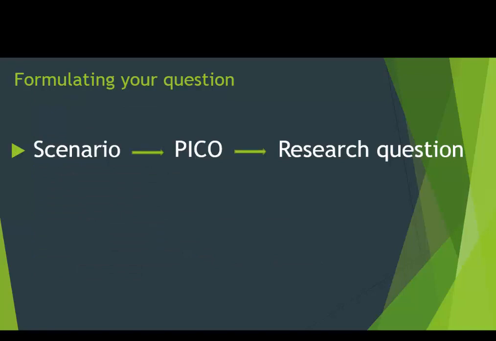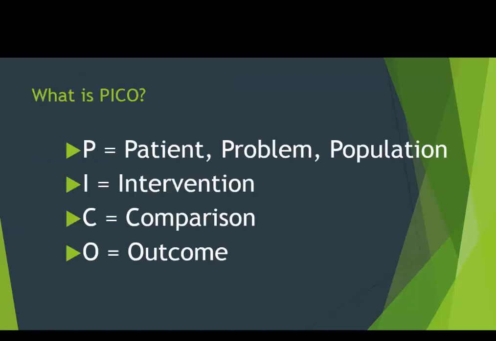When you do your research, you will find that you're interested in a broad topic or a scenario. You need to use PICO, a mnemonic, to formulate a proper research question. So what is PICO? It's a mnemonic that reminds you of the most important concepts to remember when phrasing a question. P in PICO stands for patient, problem, and population. I stands for intervention, C for comparison to the intervention, and O for the outcome that you're evaluating.